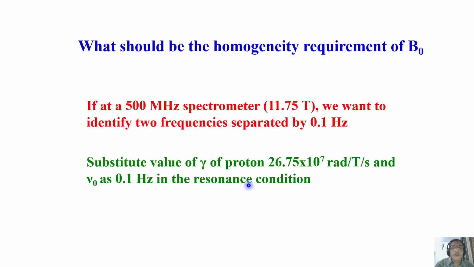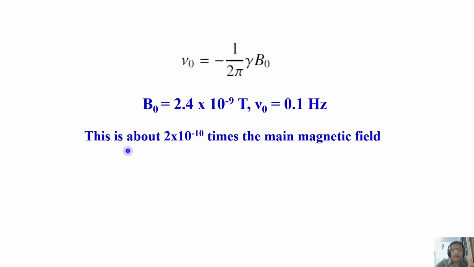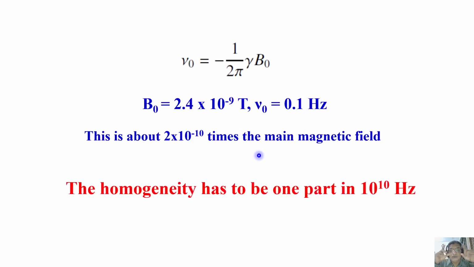Now, as I have been discussing, what should be the homogeneity requirement? I said strong and homogeneous magnetic field. What is the homogeneity requirement? In a 500 megahertz spectrometer of 11.75 Tesla, I should be able to separate two frequencies separated by 0.1 hertz. If I know the gamma of the proton and the resolution I require, we can calculate. I did that earlier also once, I think. And this is about 2 in 10 to the power of minus 10. So our resolution should be of the order of 1 part in 10 to the power of 10.